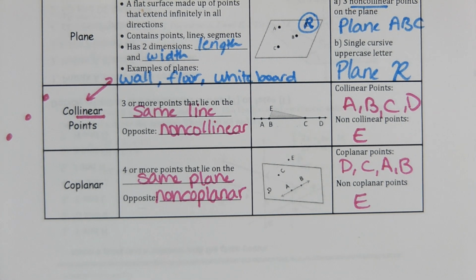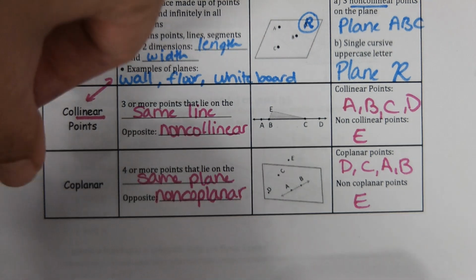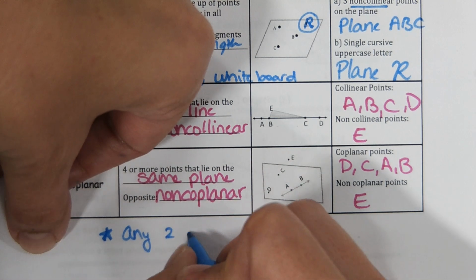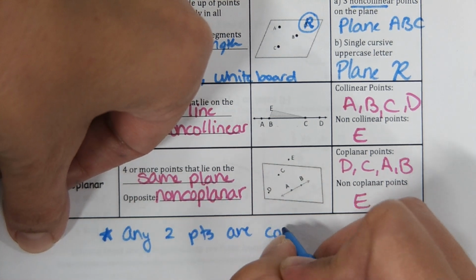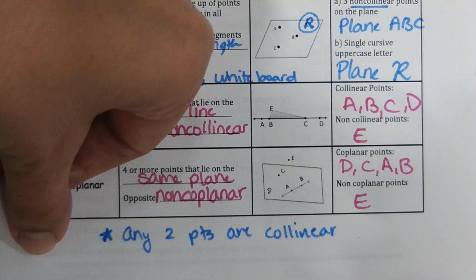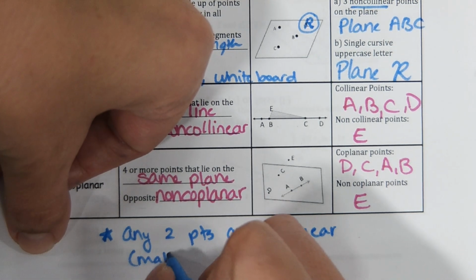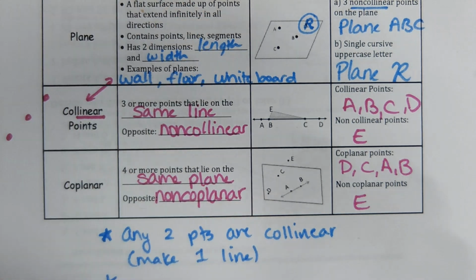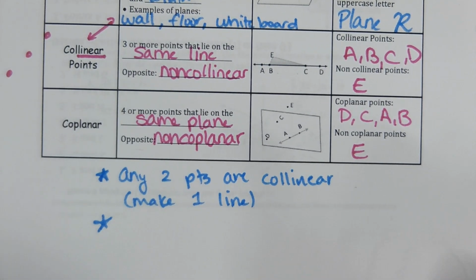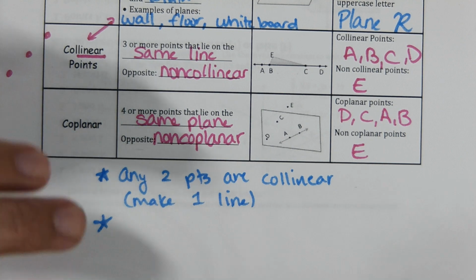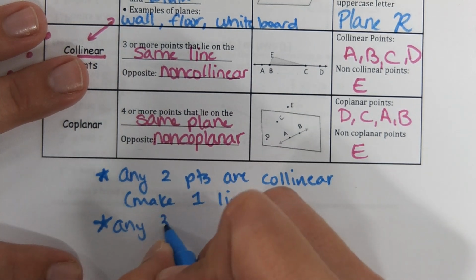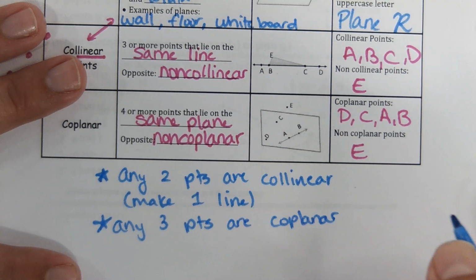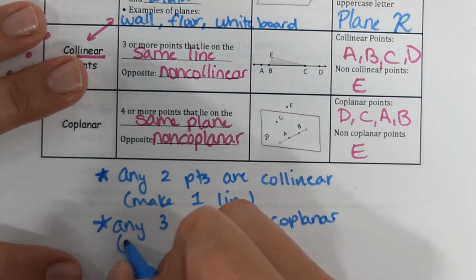There's one more thing I want to add below here, and I'm going to explain this concept a little bit more in a second. It says any 2 points are collinear. So essentially 2 points make one line. And I'll explain what that means in a second. And it comes up in your homework a couple times too, so just write it down. And then any 3 points are coplanar. And they make one plane.